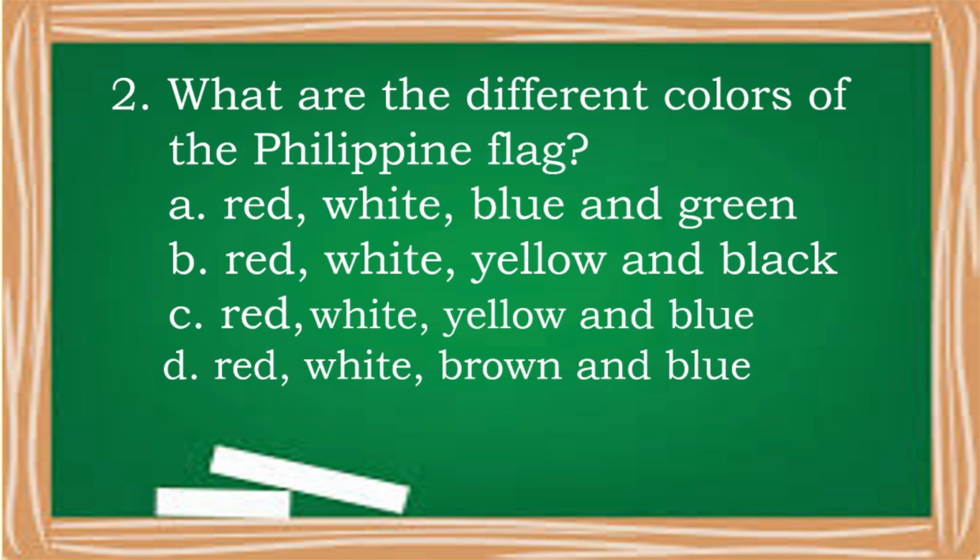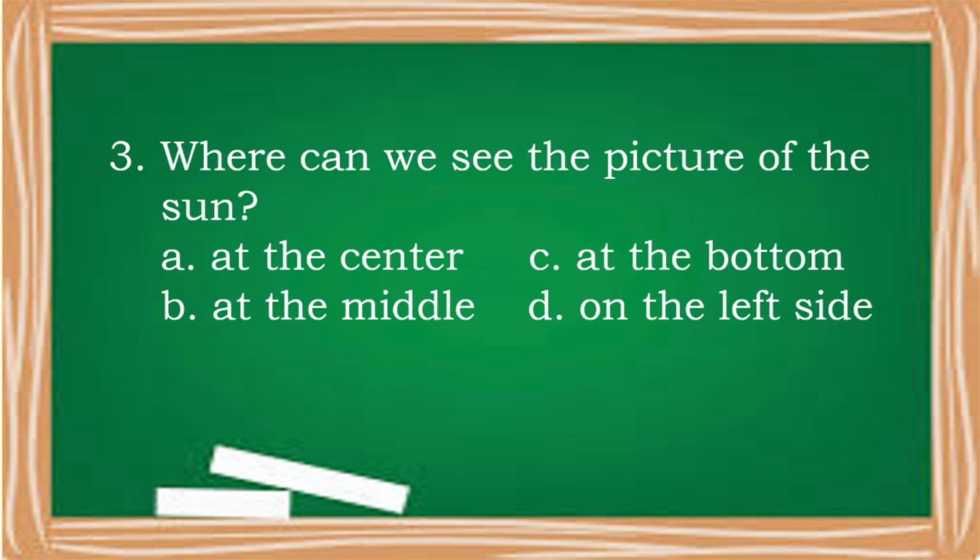Let's proceed to question number 3. Where can we see the picture of the sun? A. At the center. B. At the middle. C. At the bottom. D. On the left side.